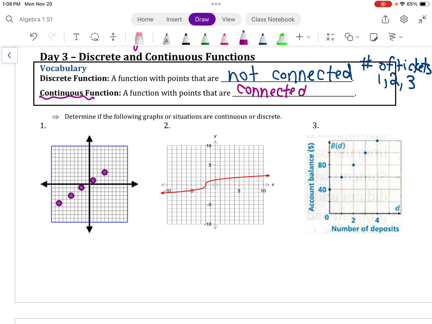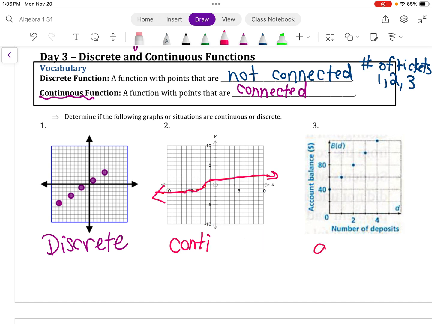So think about drops of water. It has to be connected. When you open up the sink, you can't pick out each droplet separately. It all flows. So the first one, yes, these are individual dots. This is discrete. The second one is continuous. It has a flow. It's connected.